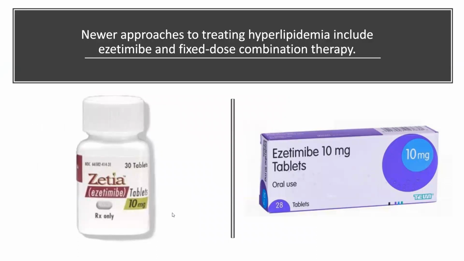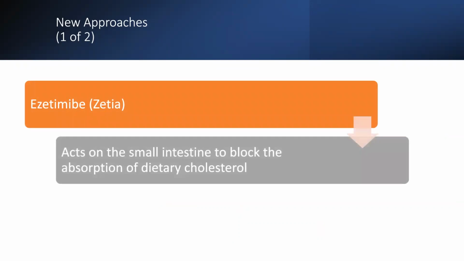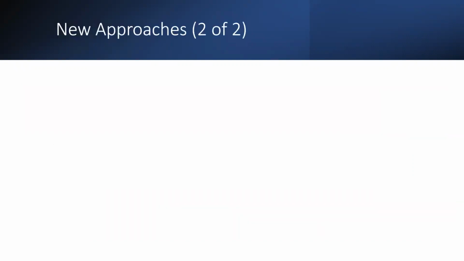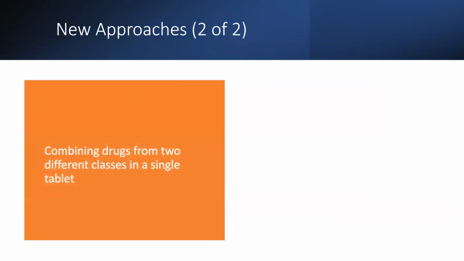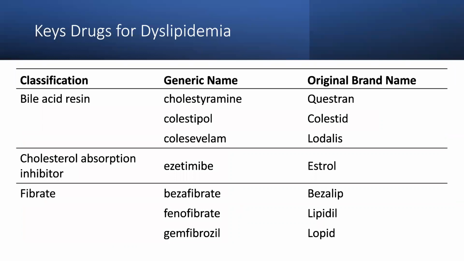The new approaches to treat hyperlipidemia also include the drug that we just talked about, ezetimibe, and sometimes fixed-dose combination therapies. Ezetimibe is called Zetia. It acts on the small intestine to block the absorption of dietary cholesterol. LDL cholesterol and triglyceride levels are reduced with a slight increase in HDL cholesterol. Combination therapies combine drugs from two different classes in a single tablet, or an antihypertensive agent with an anti-hyperlipidemic drug.